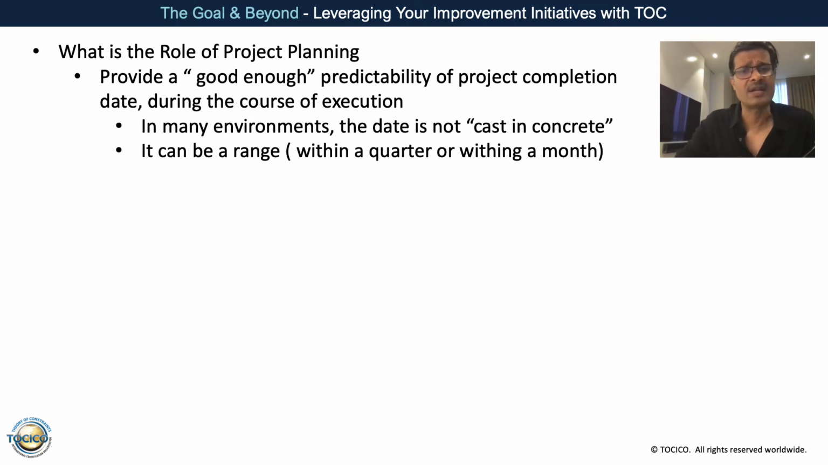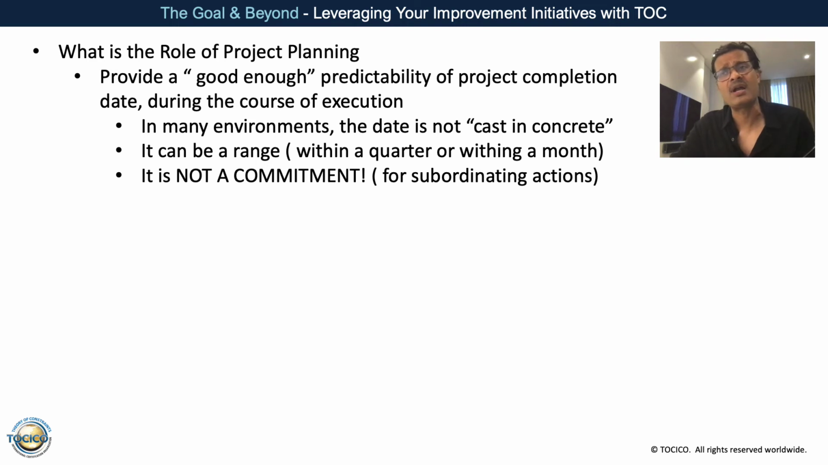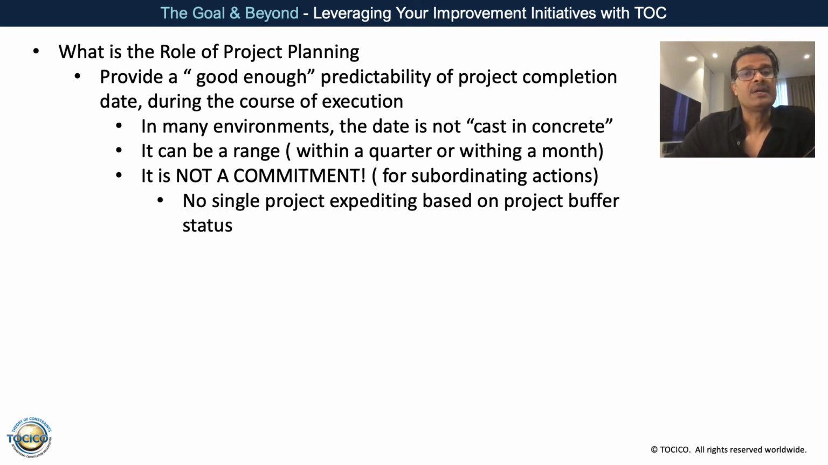It's good enough, right? The estimation is required, and it is an estimation, the latest prediction, but it is not a commitment. It is not something that one should subordinate to. One should not just expedite or recover buffer to meet that, because once you do that, you set up a trigger of bad multitasking all throughout. So basically, what we are saying is no single project expediting based on project buffer status.